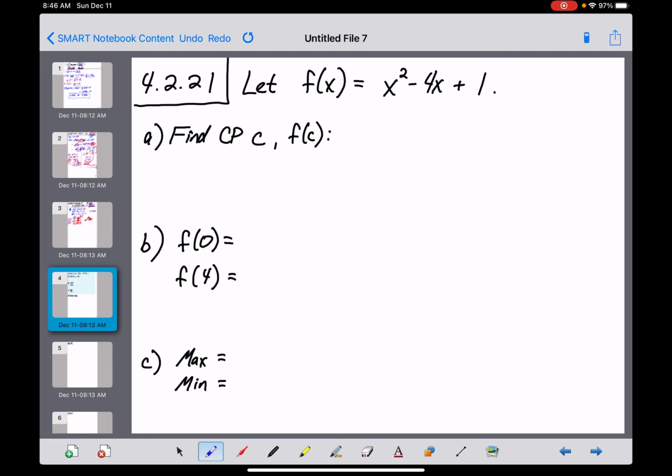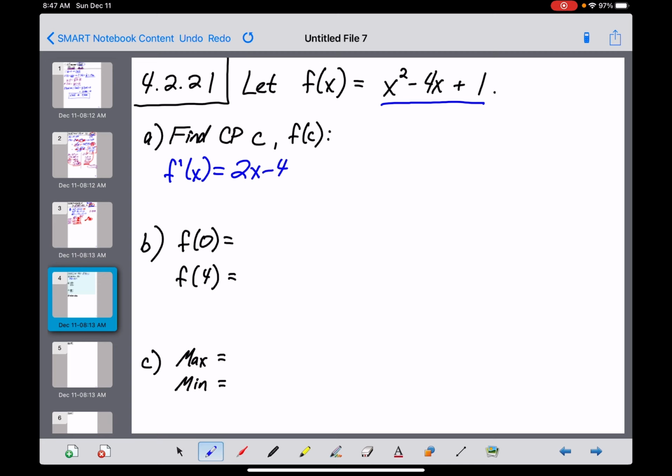So they've given you this quadratic function right here, x squared minus 4x plus 1. They want you to first find the critical point C, which suggests there's only going to be one. We'll talk about why that's the case in a second, and compute f of c. So how do you find a critical point? You find your derivative first, set it equal to 0 and solve, or find where it's undefined. So our derivative here is going to be 2x minus 4.